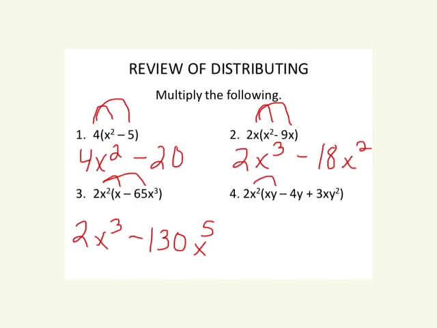Alright, so here we go. 2x squared times xy would be 2x to the third y, minus 8x squared y, plus 6x squared times x would be x to the third, then y squared. Alright, and that's just a review of multiplying using the distributive property. You're going to see how that will come into play in our new concept.